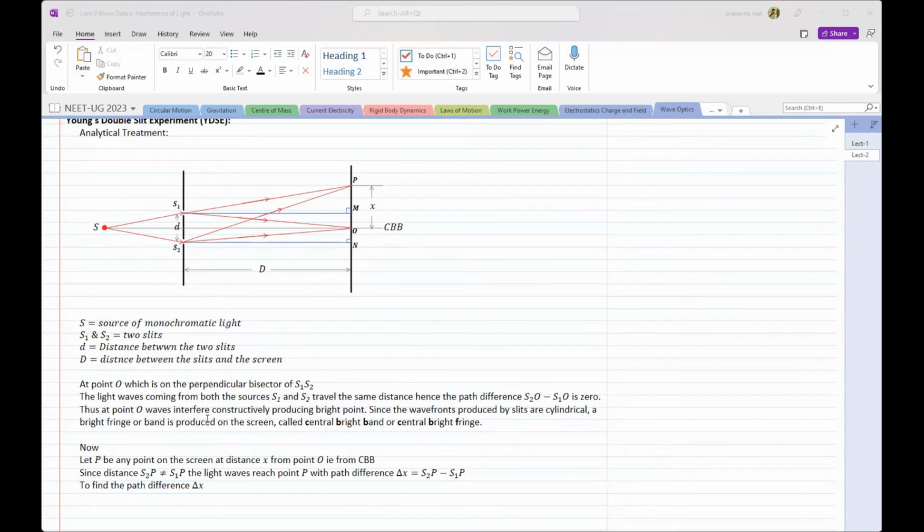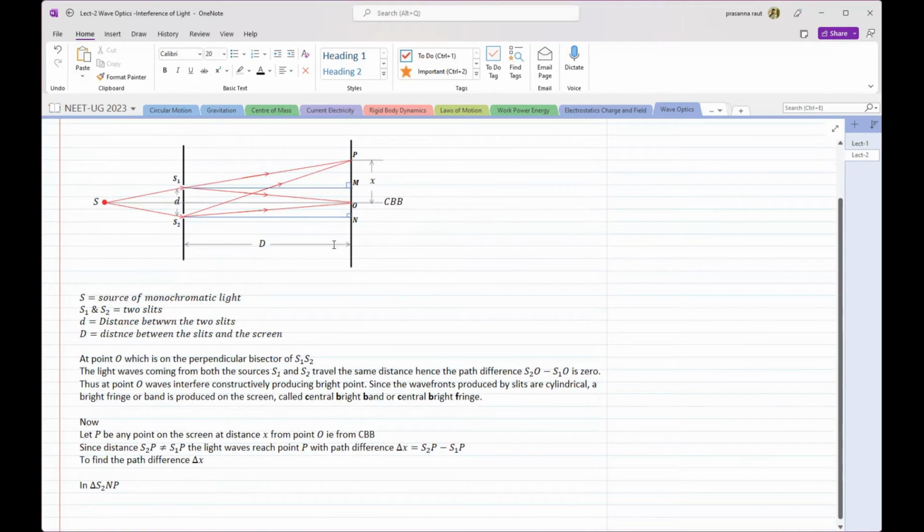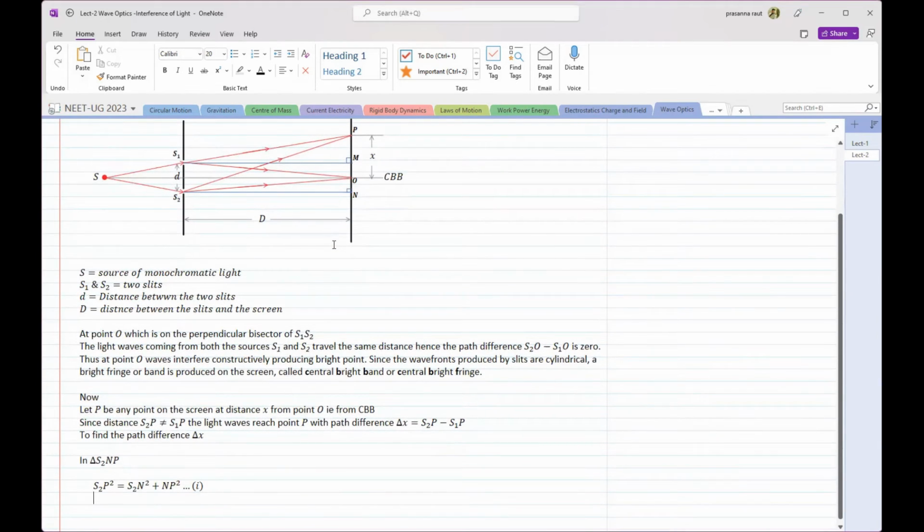To find this path difference, we can use a simple geometrical method using Pythagoras theorem. So let's see how to do this. In triangle S2NP, keep on observing the triangle. Can you see triangle S2NP in the diagram? Yes. In triangle S2NP, I can write S2P square is equal to S2N square plus NP square.